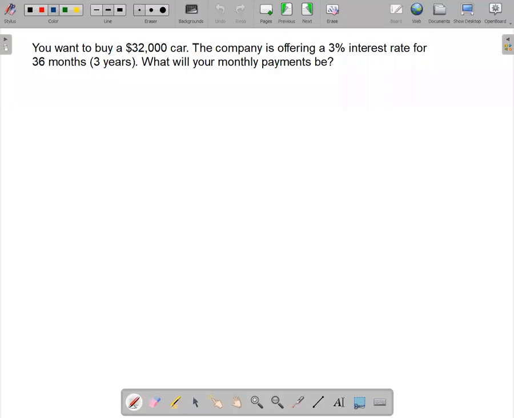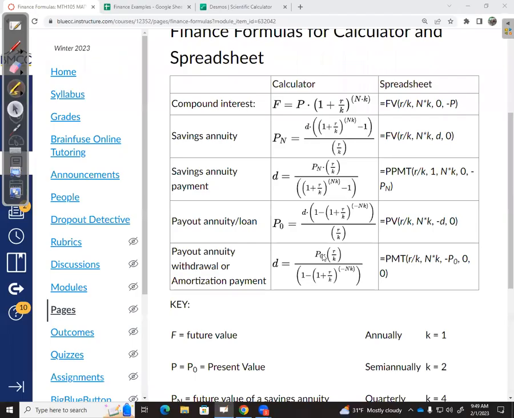So this one right here, I think I'd like to use a calculator. And so I know what I want to borrow at 3% for 3 years. So which formula do I want? I need to know the payment. I know the borrow amount. So that's the last formula here we're going to apply.